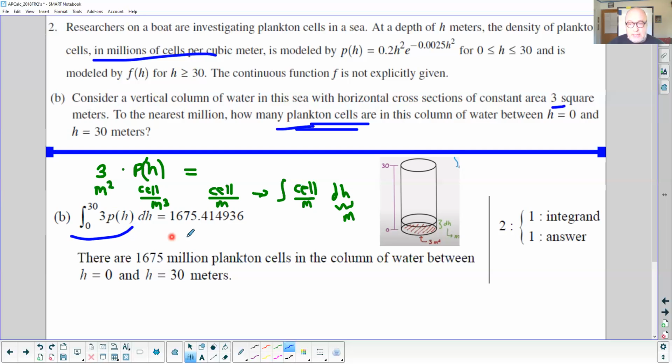You need to have the 3 integrated in there and know that you needed the P of H. It just says integrand, so you don't have to have the 0 to 30, although I think that's the easiest part of the problem. And then, of course, just typing that in, we get this answer. No, you don't have to have all these decimal places. They show more than 3, but it does say to the nearest million. So really, if you don't cut that off as 1675, they just really want to illustrate that it's a 4 there, you're not going to get that answer point.